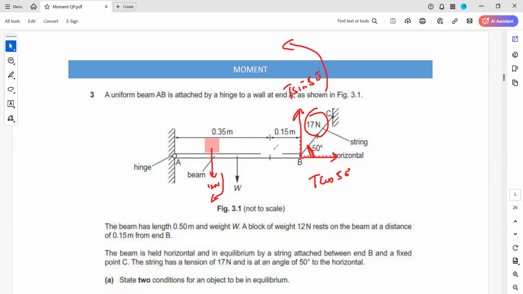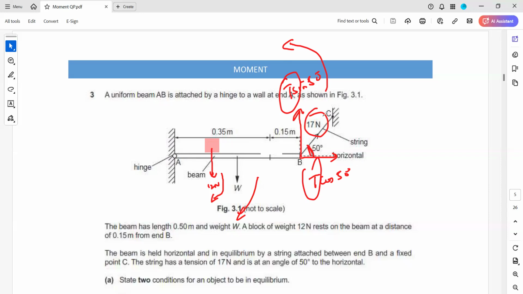So if the beam remains horizontal, it means the clockwise and anti-clockwise turning effects are still equal. So if we reduce the clockwise turning effect, the anti-clockwise turning effect should also decrease. And how will the anti-clockwise turning effect decrease? The tension, or the value of T, should decrease. And if the value of T decreases, what will happen to the horizontal component? The horizontal component will also decrease.